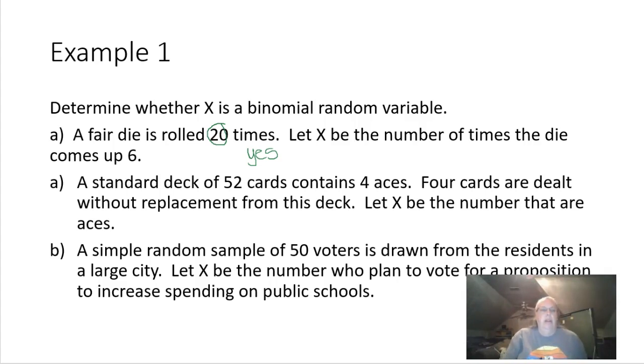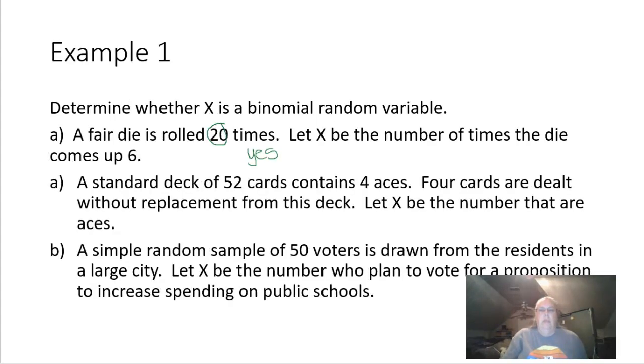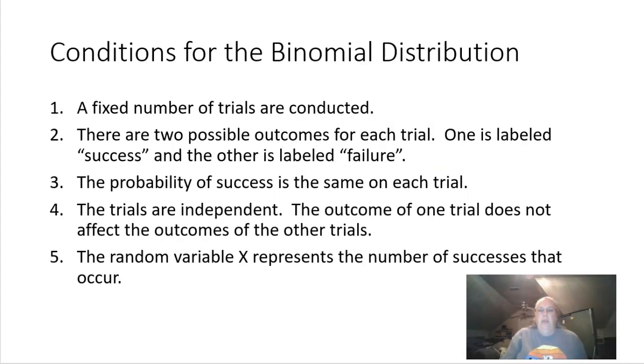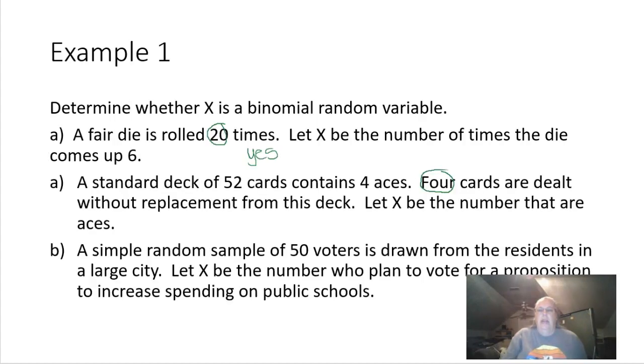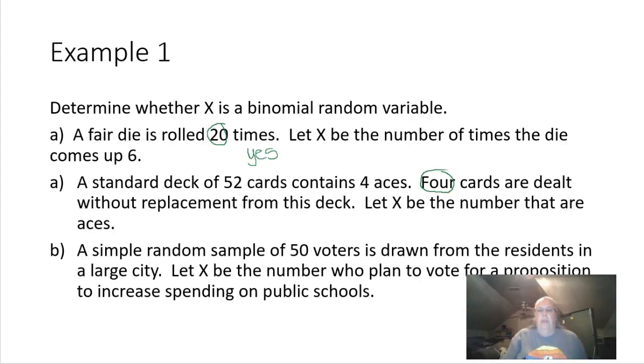Okay, all right, first thing. Do we have a fixed number of trials? We do. And right here it is, 4. We are dealing out 4 cards. All right. Do we have 2 possible outcomes? Yes, we do. We get an ace or we don't get an ace. Number 3, is the probability of success the same on each trial?